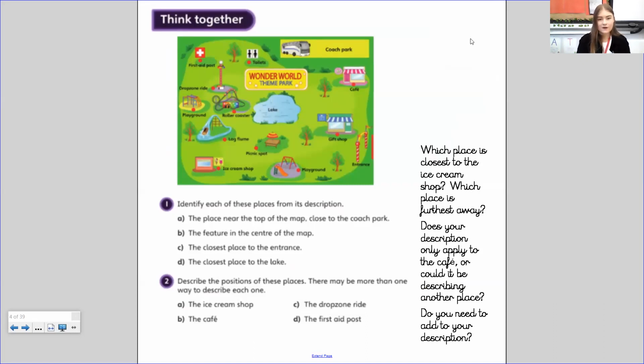Now, for the next one, instead of finding the places, we are going to describe them. We're swapping roles. So we are going to describe the positions of these places. And there might be a couple of ways to answer the question. So you could have a couple of different right answers. So the ice cream shop. To help you describe it, what's the closest to the ice cream shop? What's really close to the ice cream shop? That will help us describe.